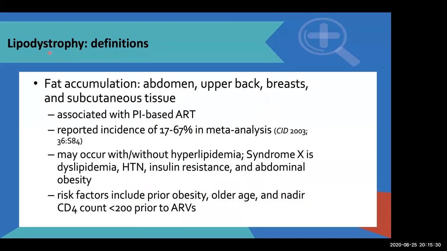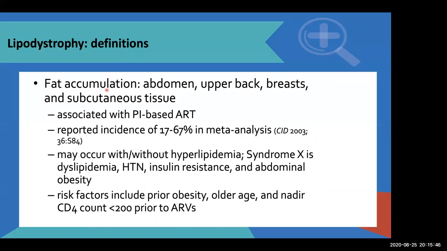Now, the other condition is what we call lipodystrophy. Lipo means fat, dystrophy means abnormal distribution of fat. And we basically have two kinds. So you've got lipodystrophy as a bigger condition, which has got two kinds.